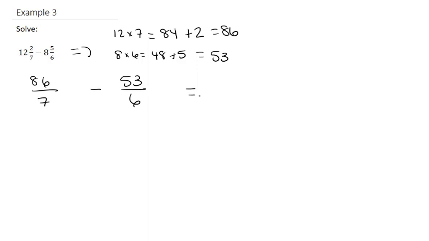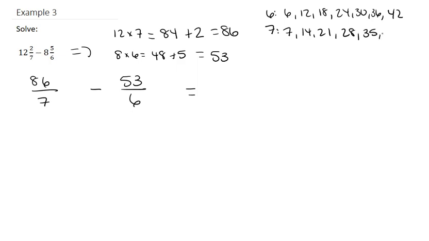And so our least common denominator between the two is 42. And we can do a real quick check just to make sure. Multiples of 6 are 6, 12, 18, 24, 30, 36, 42. Now multiples of 7 are 7, 14, 21, 28, 35, 42. So we can see our least common denominator between the two is 42. So we would just need to multiply the first term by 6 over 6 and the second term by 7 over 7.